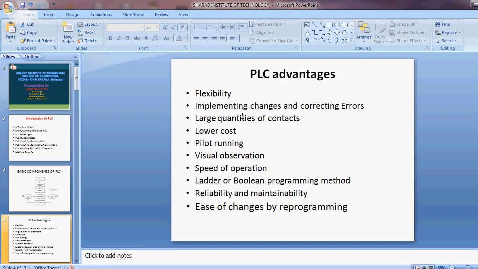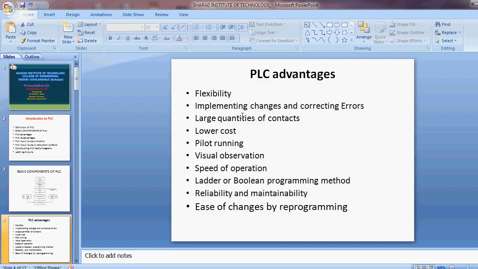The next point is implementing changes and correcting errors. With a wired relay type panel, any program alteration requires more time. In previous years, relay type panels were used and altering their programs required more time. Now with a PLC we only have to change some program, or you can say commands, by keyboard, and it requires minimum time. Here no rewiring is required for PLC systems.